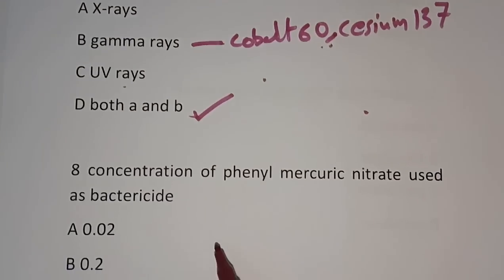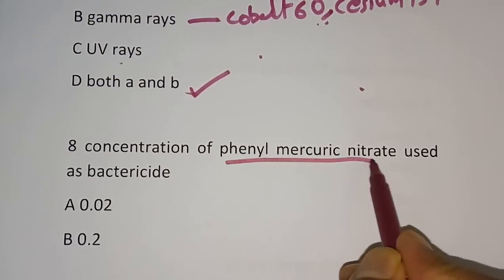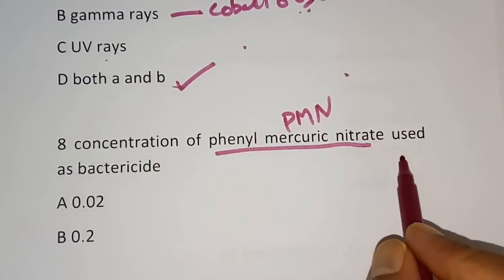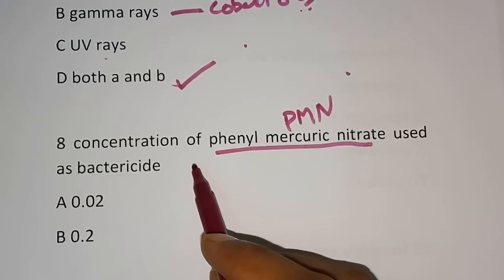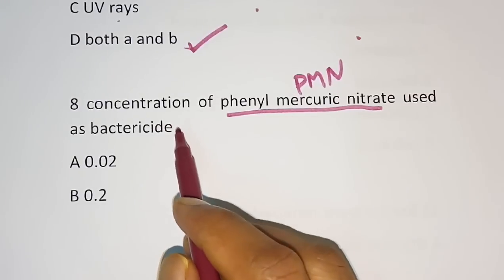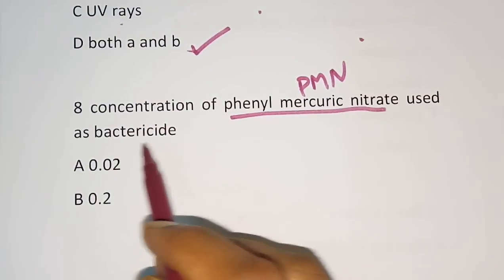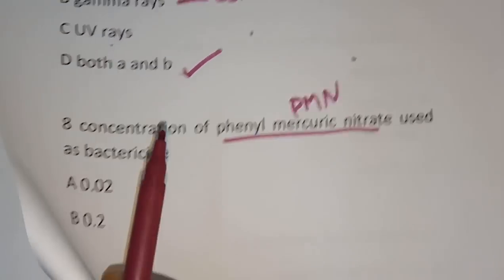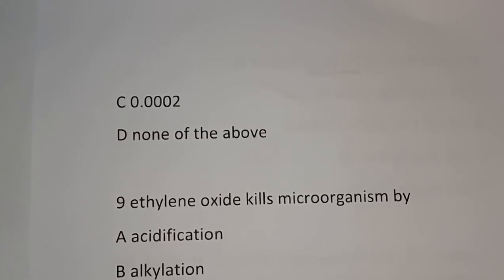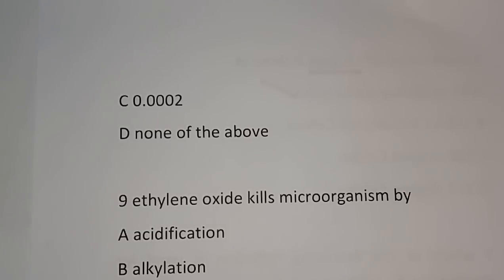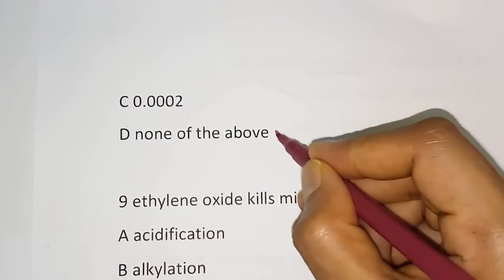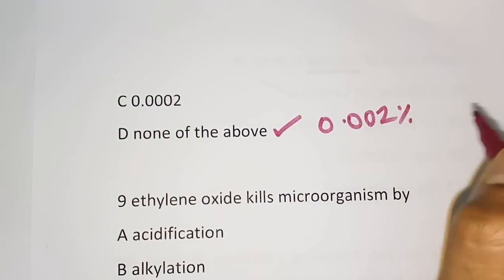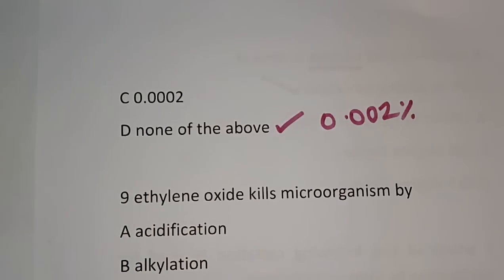Question number 8. Concentration of phenyl mercuric nitrate, or PMN, used as bactericide. Asked for the concentration of the phenyl mercuric nitrate used as bactericide. Options are 0.02, 0.2, 0.0002, none of the above. The correct answer for this one is none of the above. The correct answer is 0.002%. Phenyl mercuric nitrate is used as a bactericide.